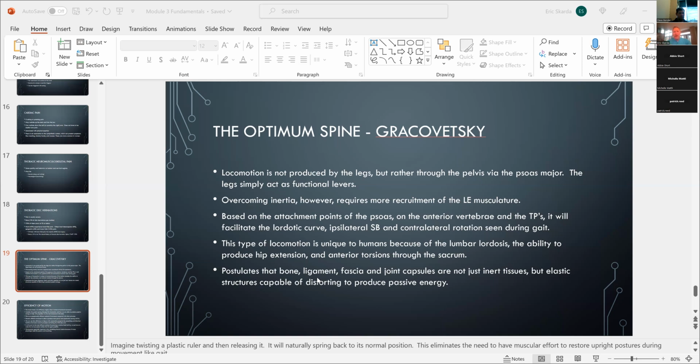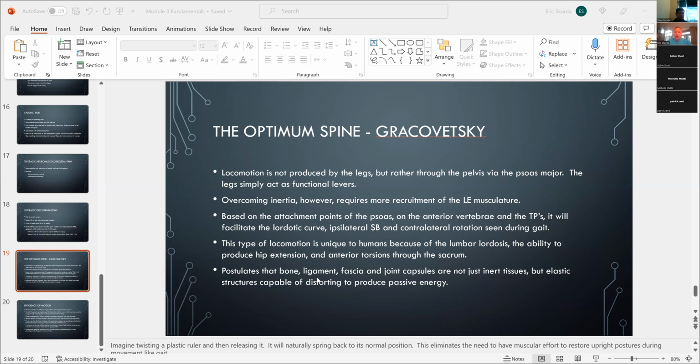So if we get into that kind of twisted position, lumbar extension, side bending, and contralateral rotation, when we lift the heel, essentially that exact same spring mechanism occurs. And so it gives us a very, very efficient mechanism for gait in order to help generate passive energy. This allows us to use a relatively minimal amount of muscular effort to continue to propel ourselves forward.